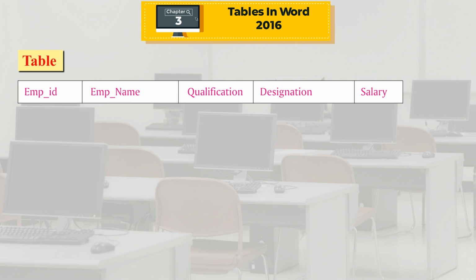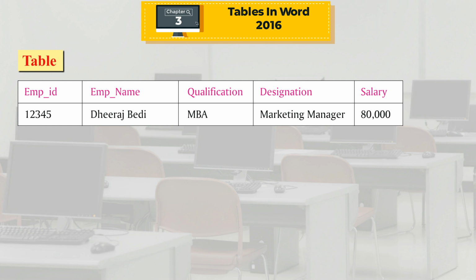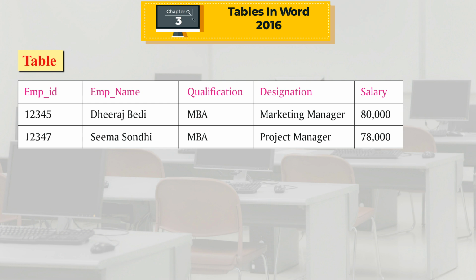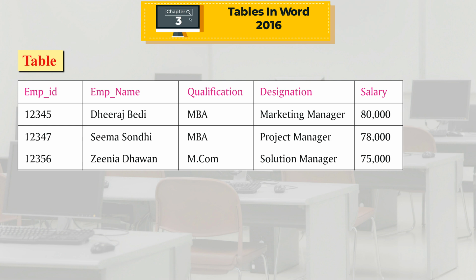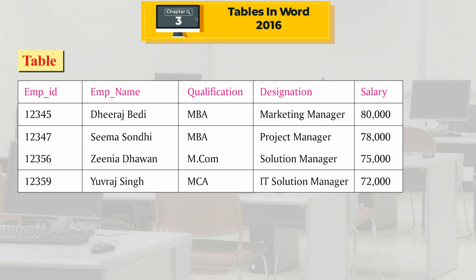Emp ID, Emp name, qualification, designation, salary. 1, Dheeraj Bedi, MBA, marketing manager, 80,000. 2, Seema Sondhi, MBA, project manager, 78,000. 3, Zenia Dhawan, MCom, Solution Manager, 75,000. 4, Yuvraj Singh, MCA, IT Solution Manager, 72,000.